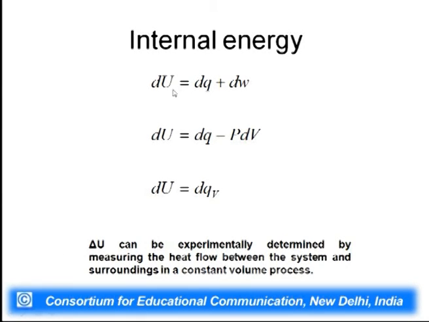What is internal energy and how can we measure it? The change in internal energy from the first law of thermodynamics can be given by dq plus dw, and we know that dw for PV kind of work is equal to minus P external into dV. So, dU is equal to dq minus P dV. If I take a constant volume process, then P dV is 0 and dU is equal to dqV. So, we can measure delta U by measuring heat flow between the system and surroundings in a constant volume process.